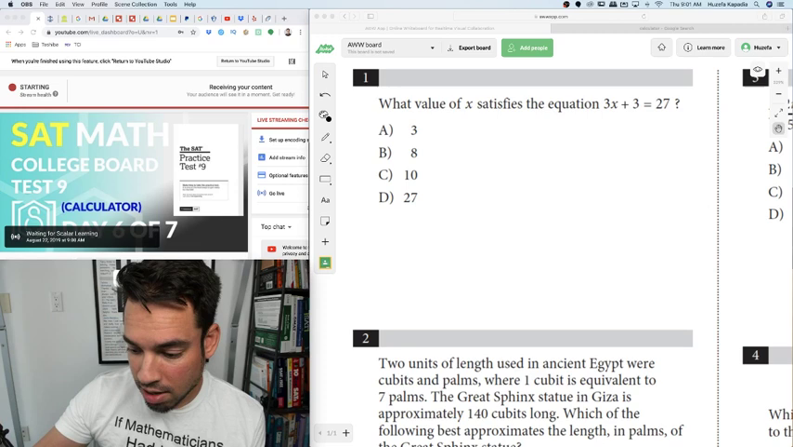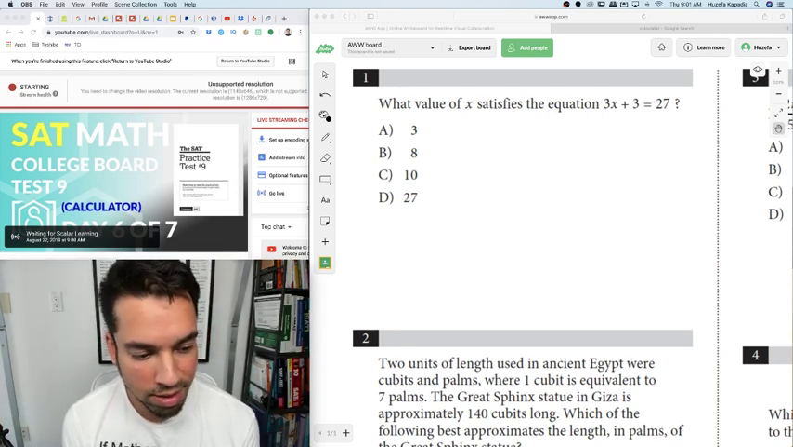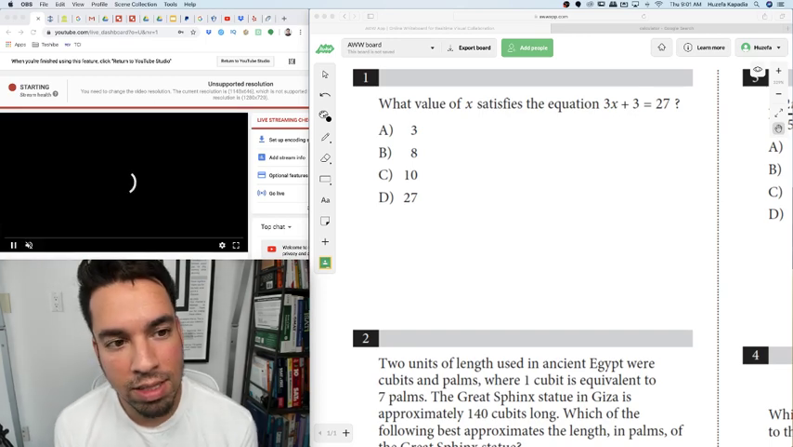And today we are continuing SAT Cram Week. The SAT is coming up this Saturday.